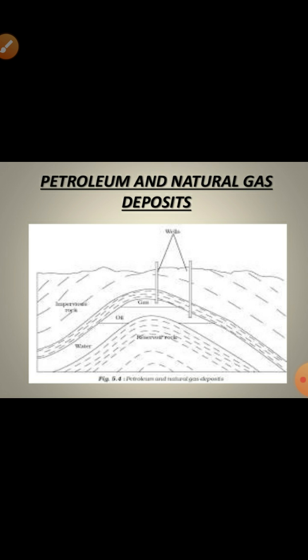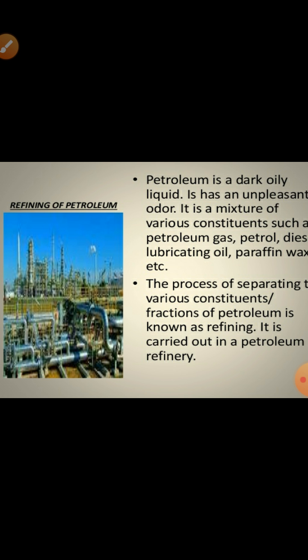Now see here how petroleum and natural gas are deposited. You know that oil is lighter than water and gas is lighter than oil and water. So oil is found above the water and gas is found above the oil. This is the diagram of the deposition of petroleum and natural gas. This is how we get oil and gas, because oil is lighter than water and gas is lighter than oil and water.